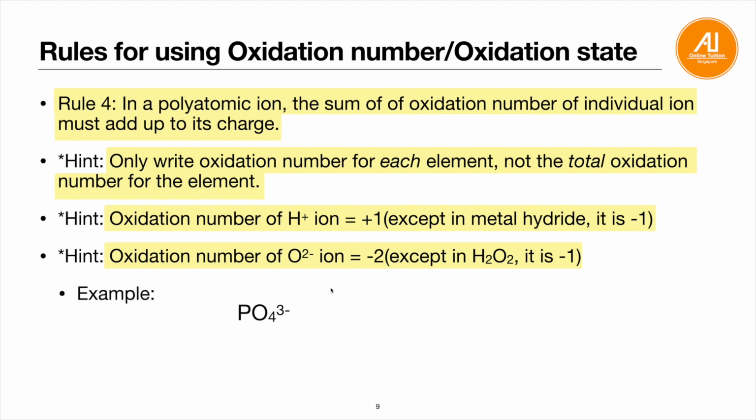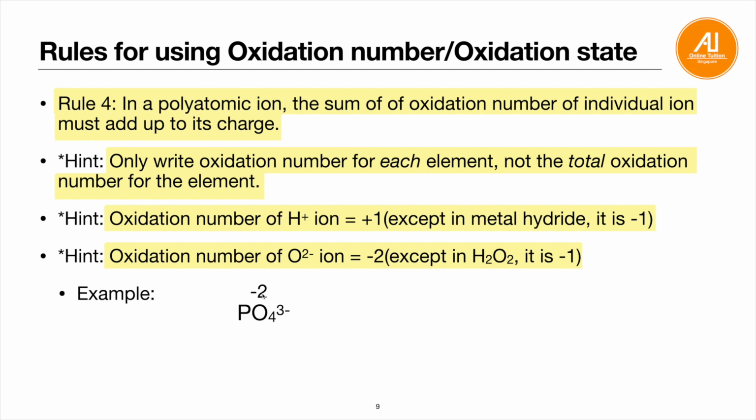Let's look at one example. Let's say PO43-. This is what? A polyatomic ion. Okay, so this ion is made out of what? 2 atoms. So the overall charge is 3-. So it means what? Phosphorus plus 4 oxygen must be 3- in the end. Okay, so you realize I put just -2. Some students will say 1 oxygen is -2, but 4 oxygen is -8. But realize this is the rule. Only write the oxidation number for each element, not the total oxidation number for the element. So you just write -2. You don't put -8, just for 1 oxygen atom. Okay, the oxidation number is only for 1 atom.